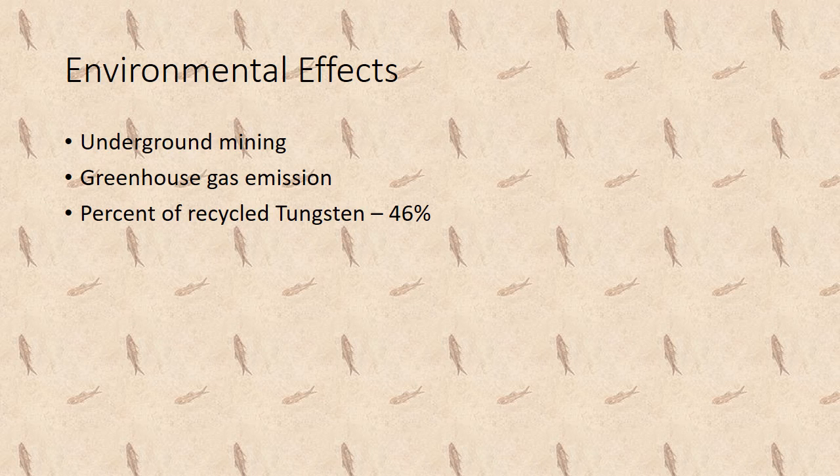But the percent of tungsten recycled in the United States is about 46%. That doesn't mean that 46% of all tungsten is recycled in the United States. What it means is that of all the tungsten that exists and is in circulation in the United States currently, 46% of that has been recycled and is being used.